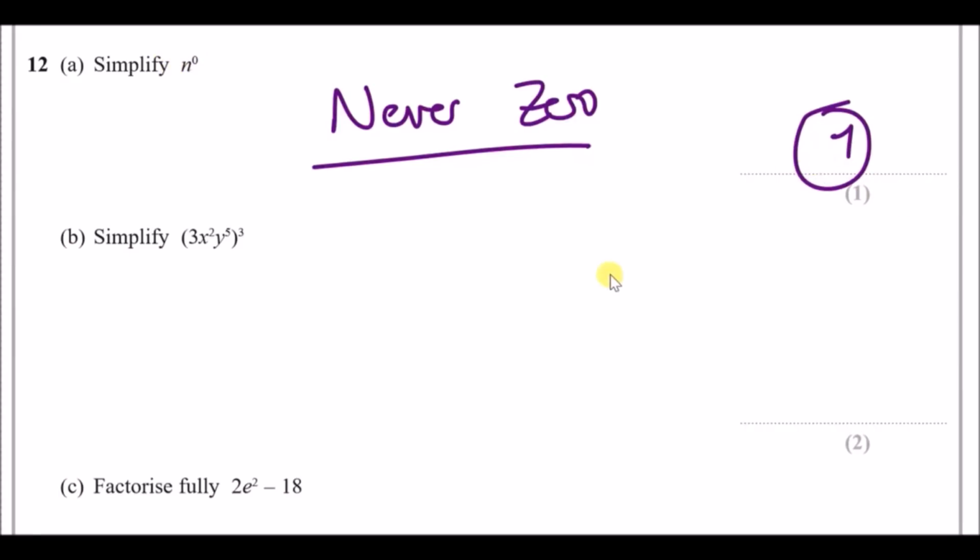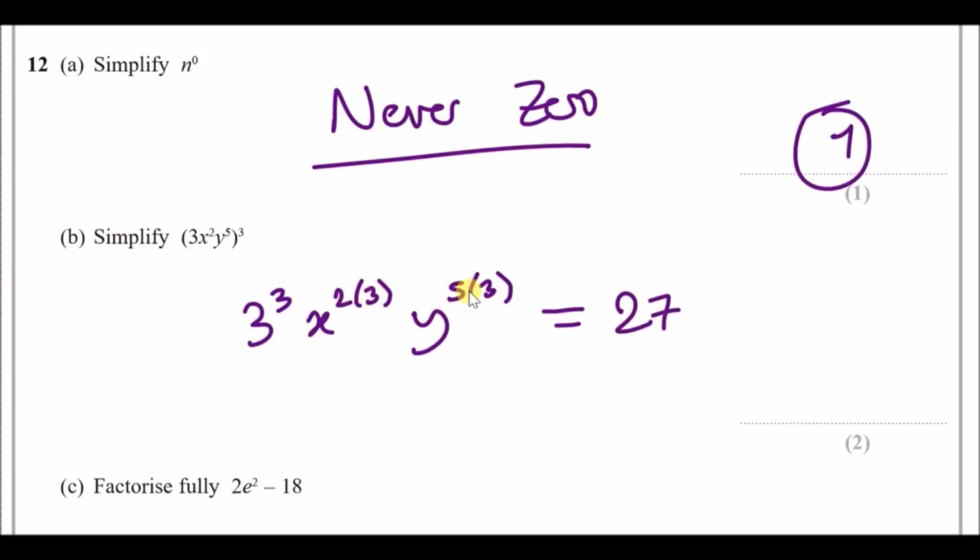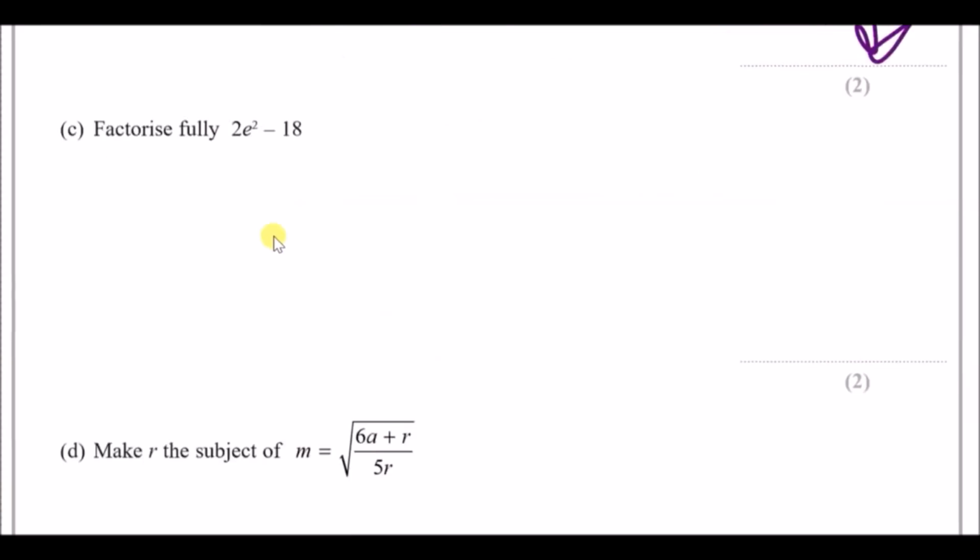Now B, simplify 3x squared y to the power 5, all to the power of 3. This just means you give everybody in the bracket a power of 3. So 3 cubed, x gets a 3 next to the 2, and y gets an extra power of 3. For 3 cubed you can just use a calculator: 3 times 3 times 3 is 27. X to the power 2 times 3 is 6. Y to the power 5 times 3 is 15. Easy, yeah?